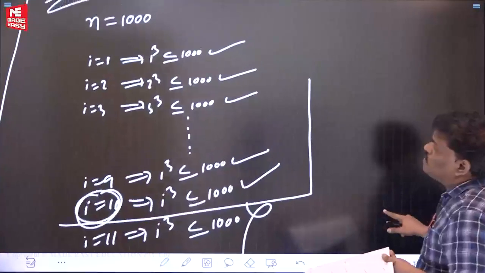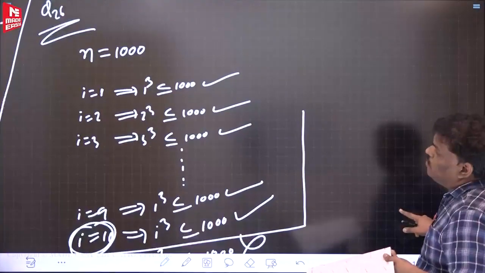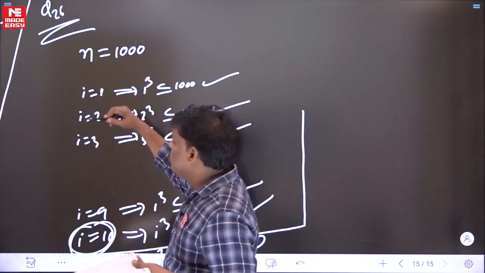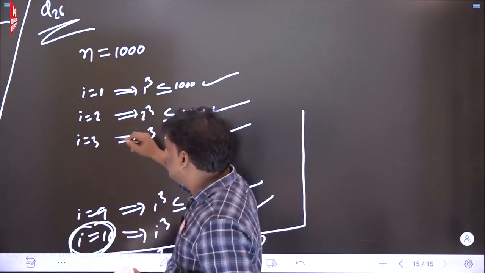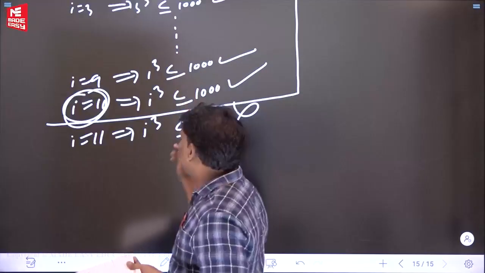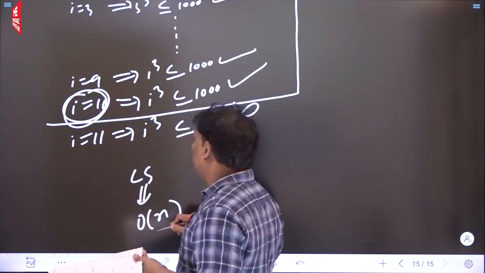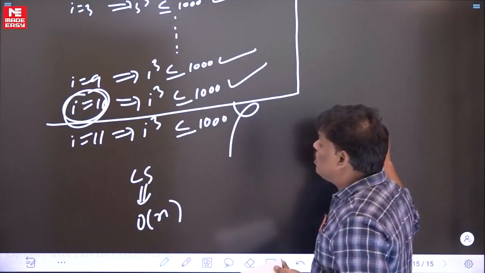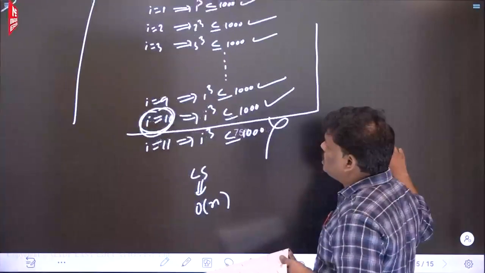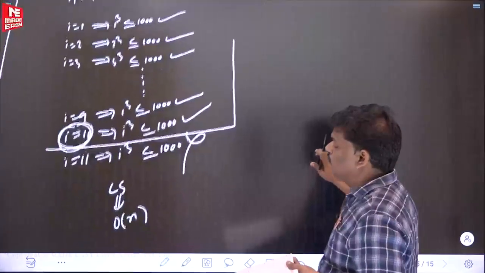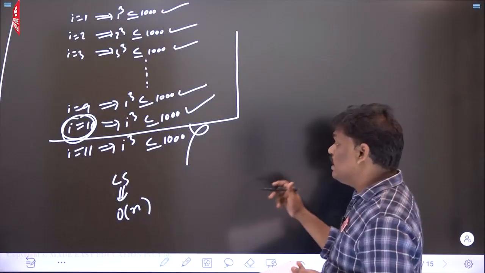If anyone asks you how you will find the cube root, this is the way. What is the time complexity? I value 1 you are trying, I value 2 you are trying, I value 3, every one you are trying. You are doing linear search. The answer is order of n. To find the cube root of n, one algorithm is to take a for loop and do linear search: I value 1, I value 2, I value 3, like that. Linear search, time complexity order of n, that is one algorithm.